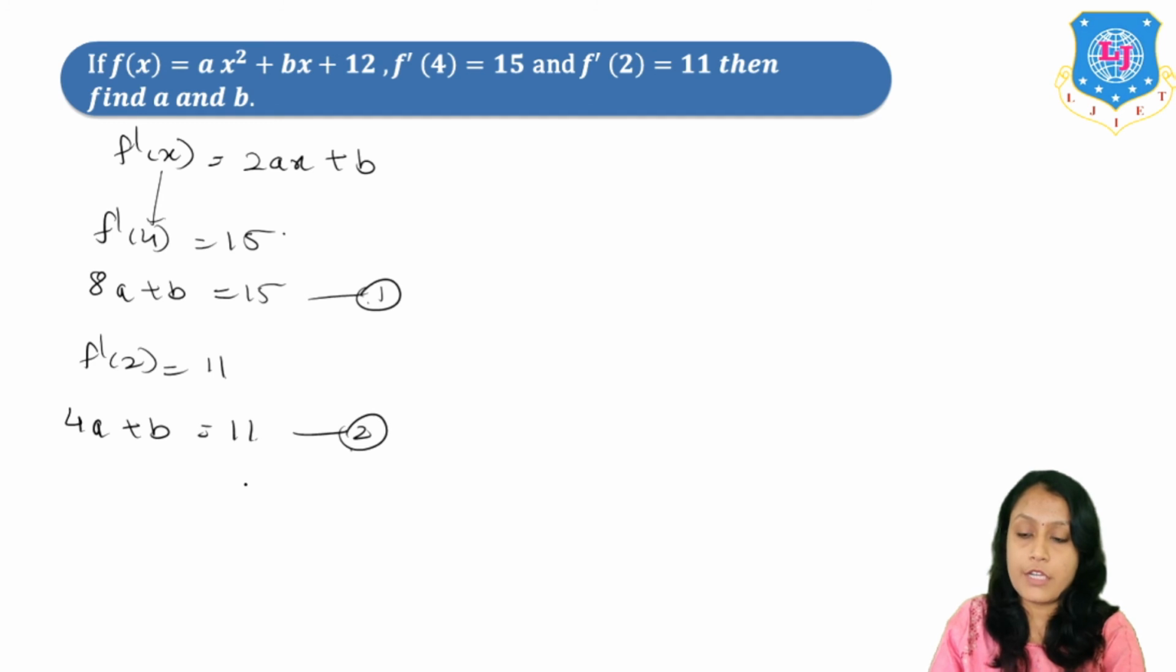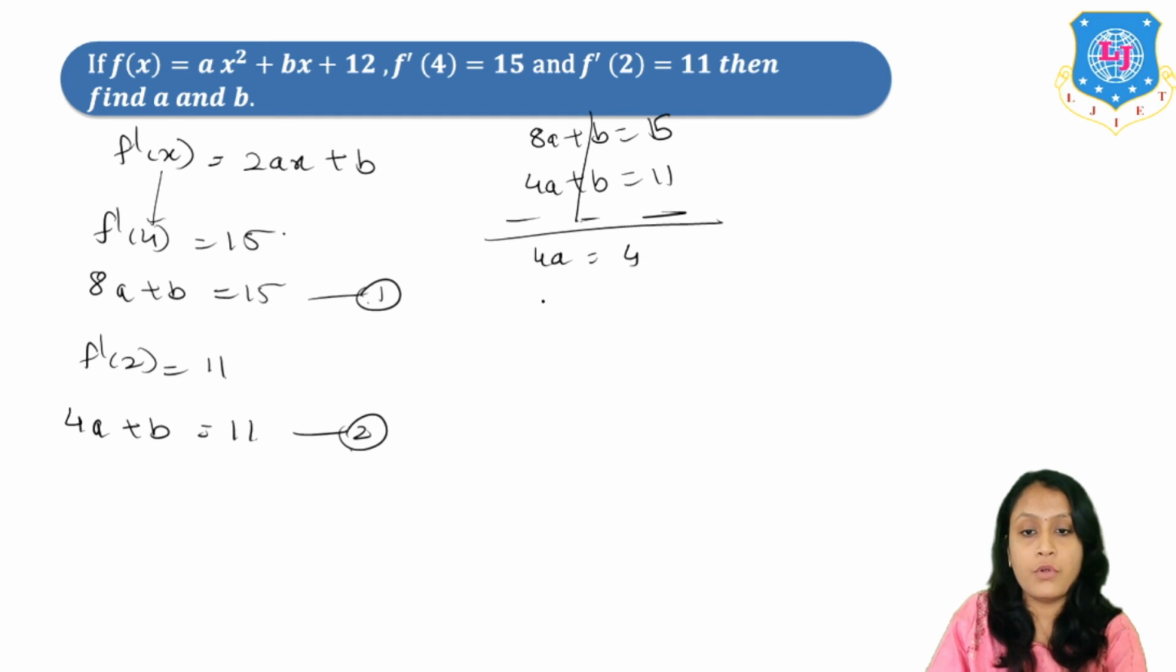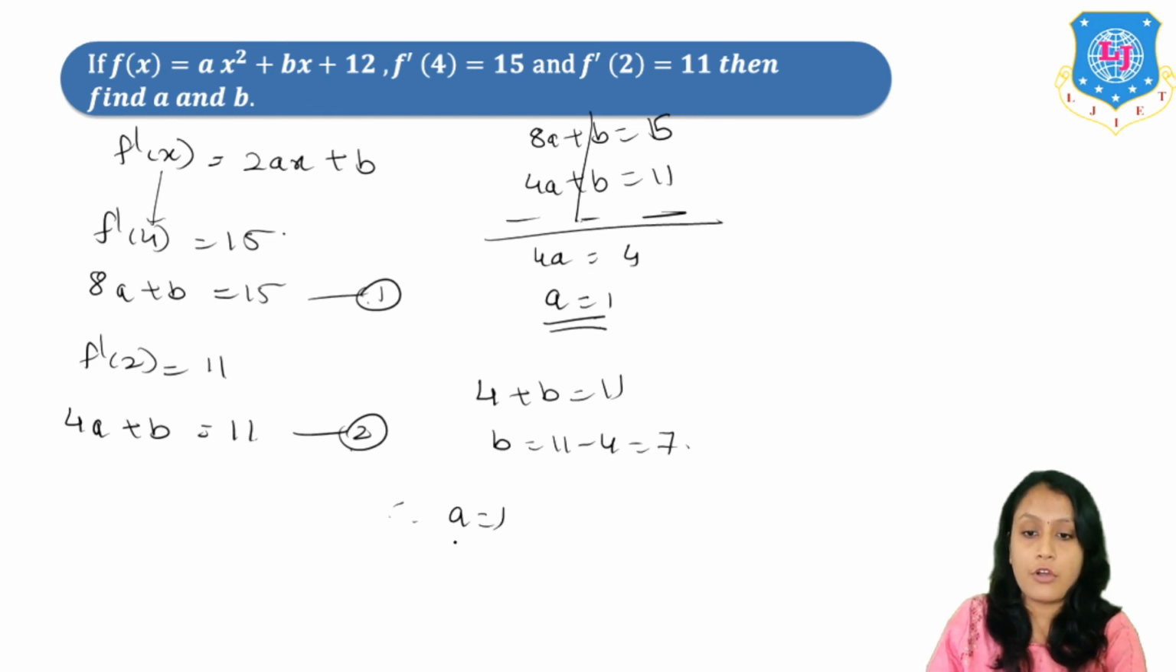Now we'll solve this equation number 1 and 2 and find out the values of a and b. So 8a plus b is equal to 15 and 4a plus b is equal to 11, right? Minus, so this will get cancelled, so 4a is equal to here 4. Okay, so the answer of a is 1. Now substitute the answer of a in any of these two equations, so you will get the answer of b. We'll substitute over here. Okay, so 4 plus b will give you 11, so b is 11 minus 4, that is 7. Okay, so finally the answer of a is 1 and b is 7.